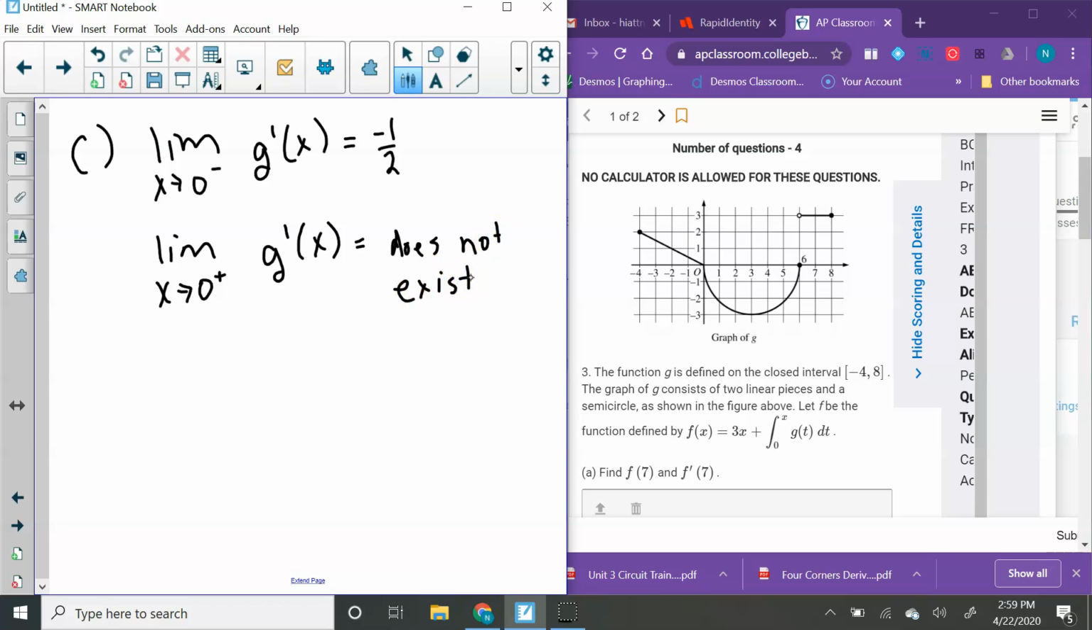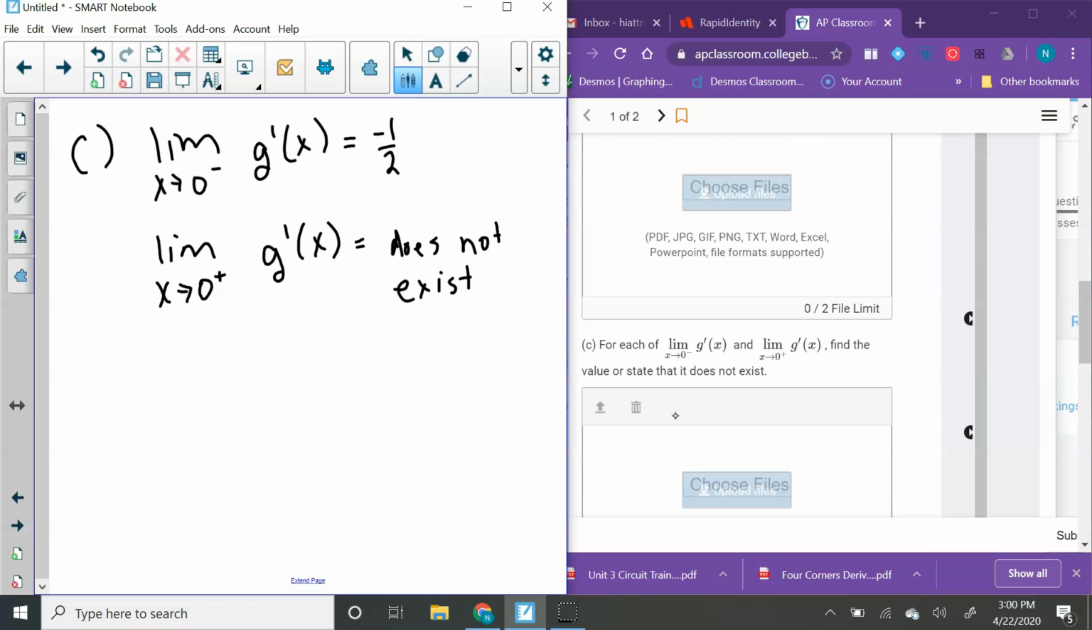And it does not exist because that slope at that point would have to be vertical. And vertical tangents are undefined. They do not exist when we're talking about a limit. Okay, I believe that one is a point apiece for each answer as well.